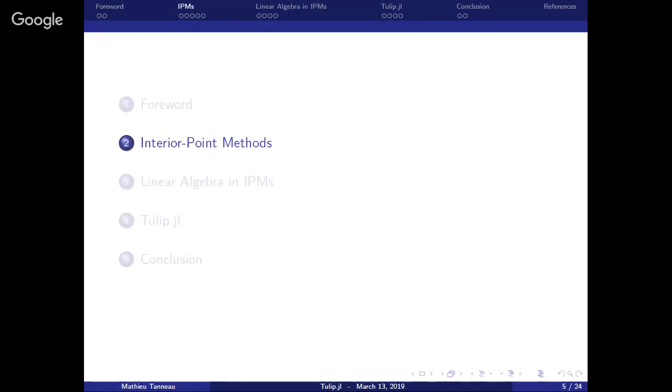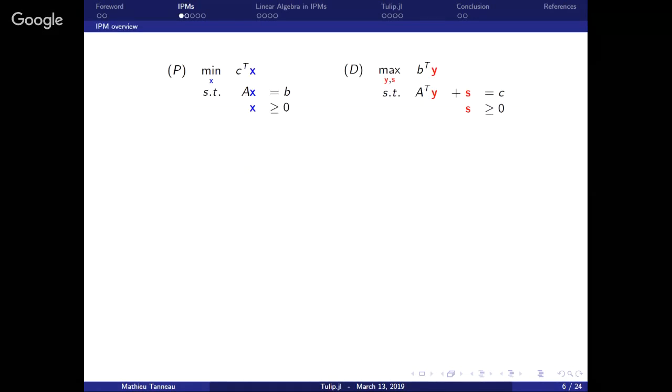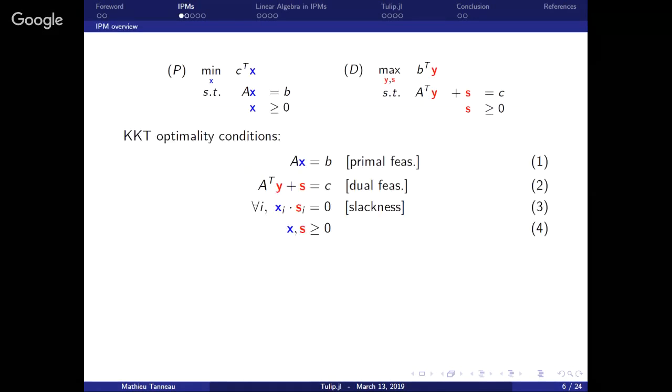Okay? All right. So I'll just give you a bit of background on interior point to set up a few things about linear algebra. If you don't care about interior points, you don't have to listen too much. Just look at the colors and the plots. So this is the LP. Okay, so the optimality conditions for that, I write like this. So it's a system of equations.